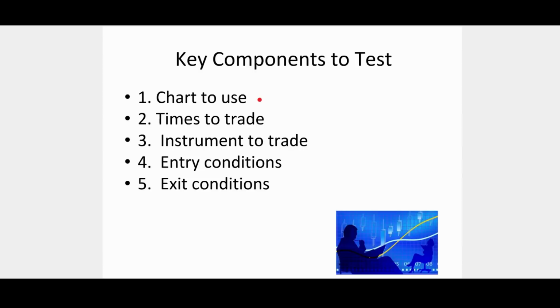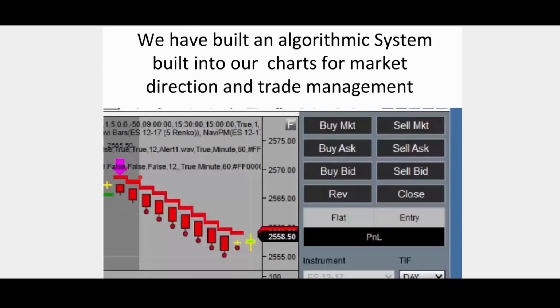Now, of course, with testing, there's several different ways that you can test. You can test manually, or you can test in an automated fashion. So we're going to talk about both. So again, the components you want to test are what chart to use, what times you're going to trade, what instrument you're going to trade, what conditions need to be met for an entry, and what conditions need to be met for your exit. So those are really the most critical components of your actual strategy.